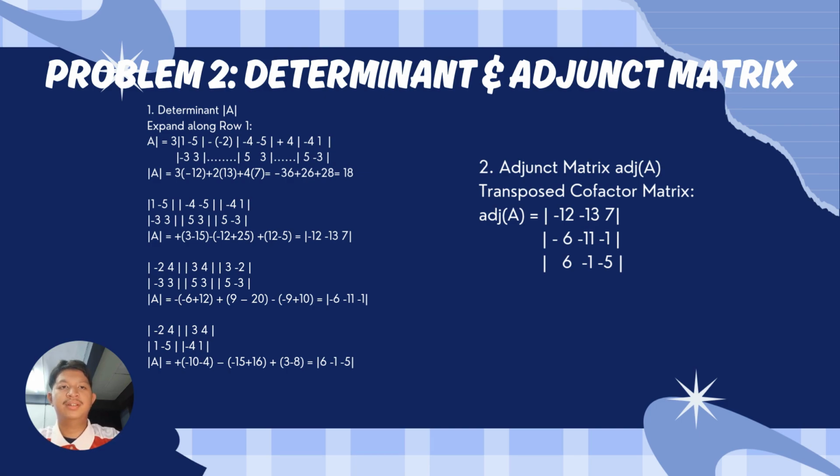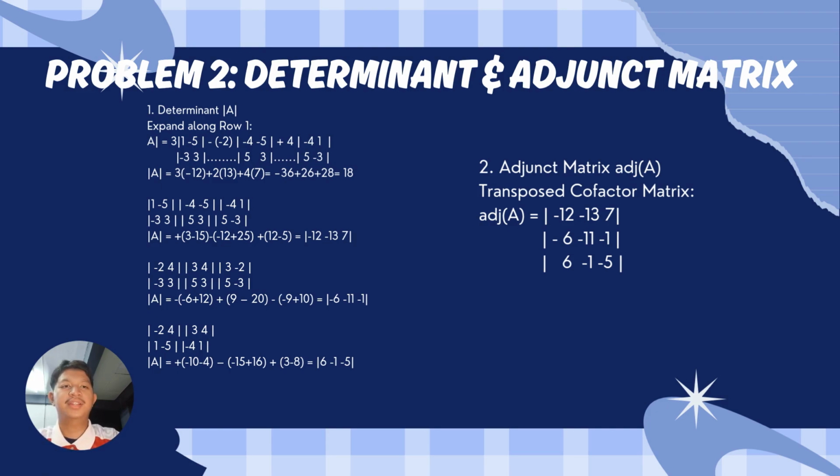Moving on to row 2, the alternating sign pattern flips to negative, positive, and negative. For the first minor, which is negative in brackets negative 6 plus 12, it is equal to negative 6. The middle element, which is 9 minus 20, is equal to negative 11. And the last element for row 2 is negative in brackets negative 9 plus 10, which is equal to negative 1. That leaves us with the second row values: negative 6, negative 11, and negative 1.